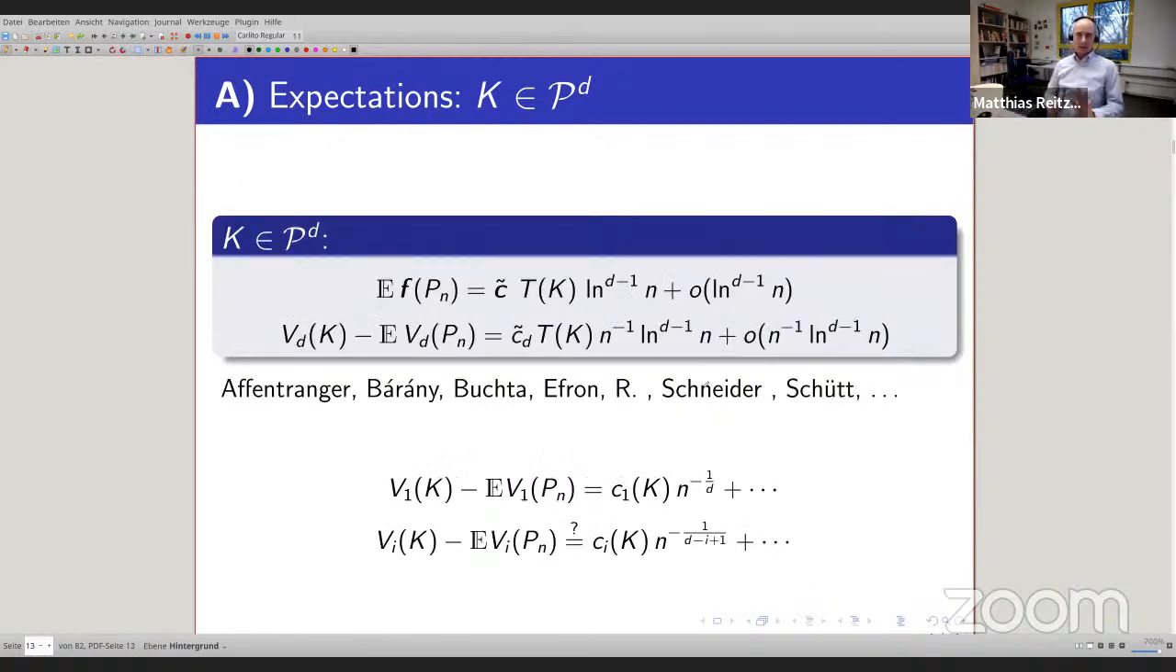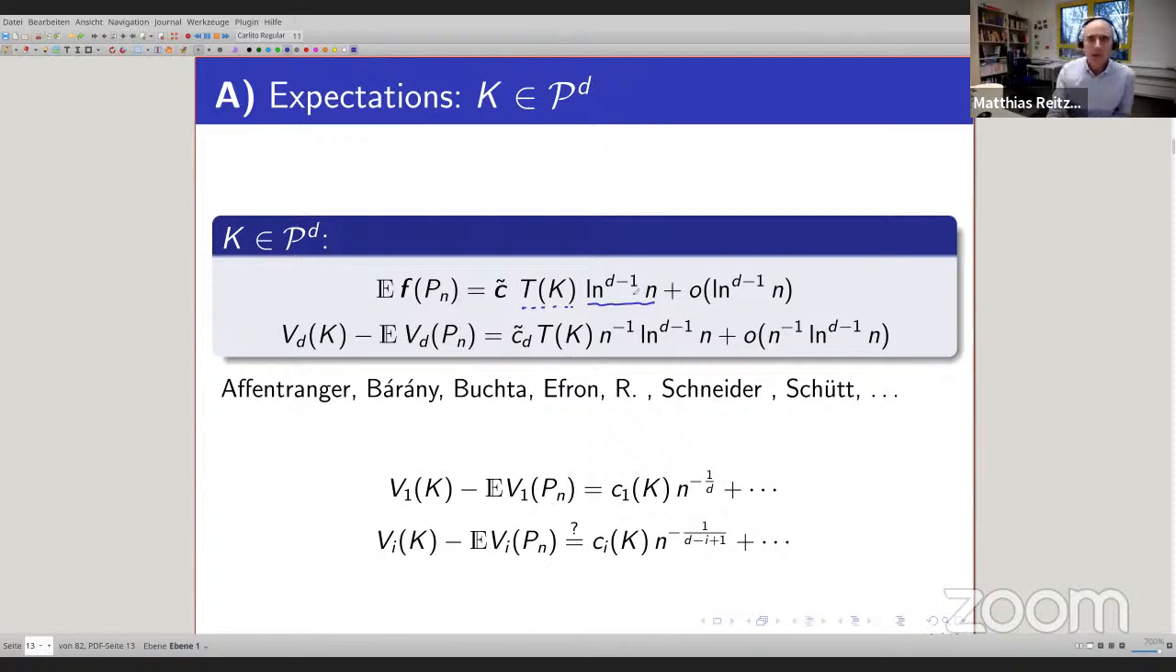We nearly understand now what's going on for polytopes. We don't have a complete picture now, but we understand how the f-vector looks like. And again, it turns out that this f-vector, so all facet numbers, behave like logarithm to the d-1 of n. And then there's something which depends on the convex polytope K itself, and this is T(K), the number of towers or chains of K.